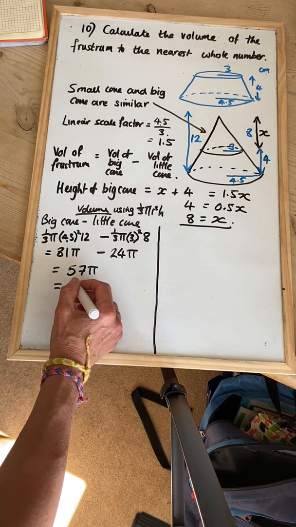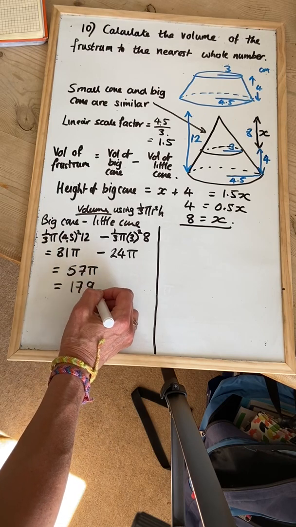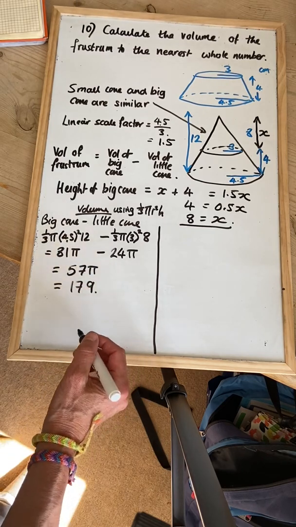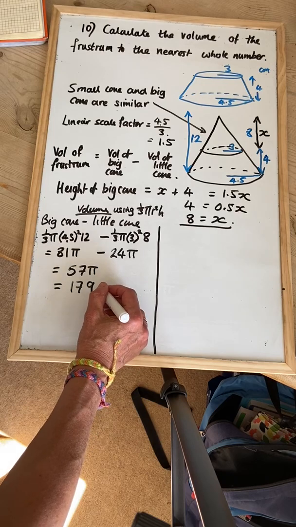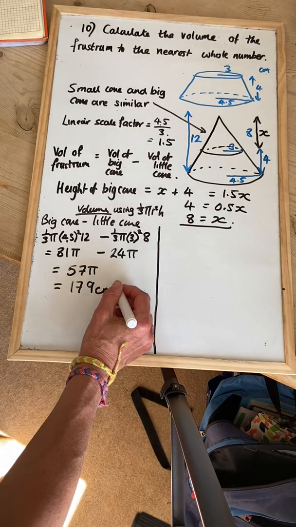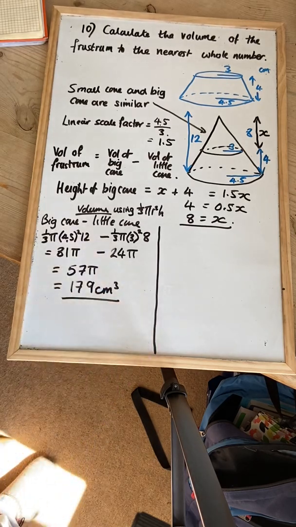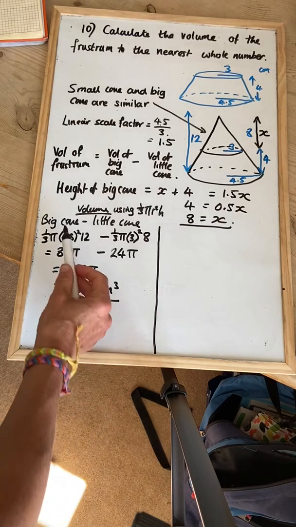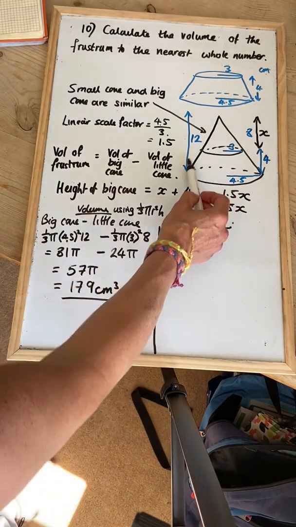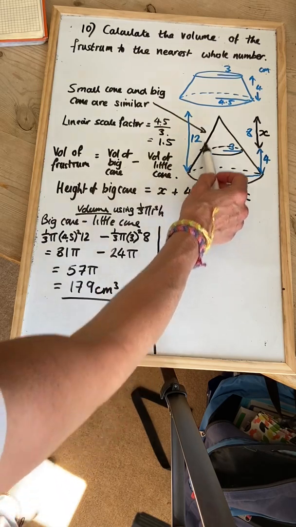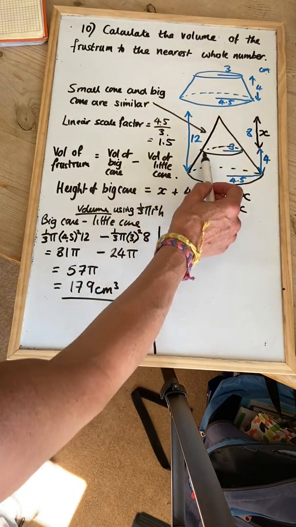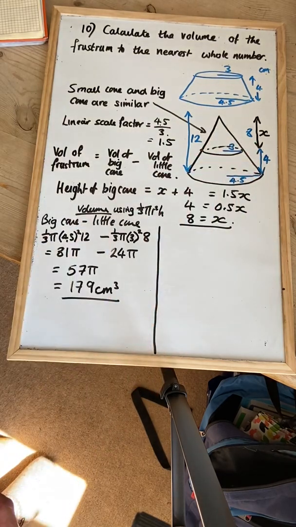Oh, and that gives me 179.1, but I'll just go for 179. And what am I measuring in? Centimetres cubed. So I've calculated my volume of this base, the frustrum, by doing the volume of the big cone minus the volume of the little cone.